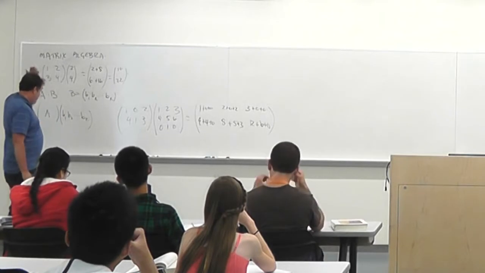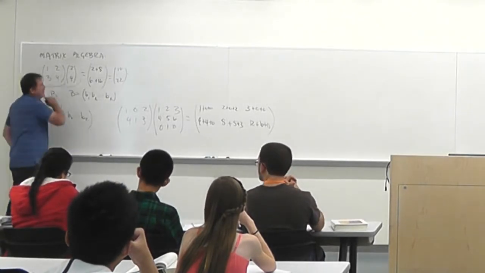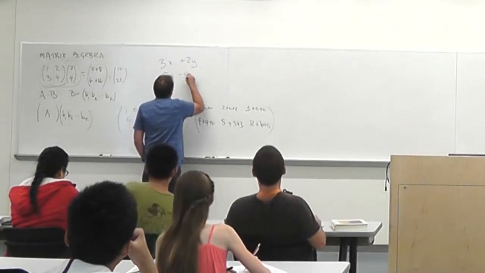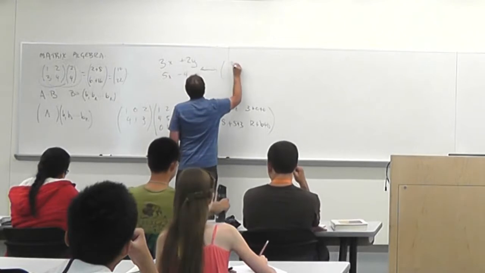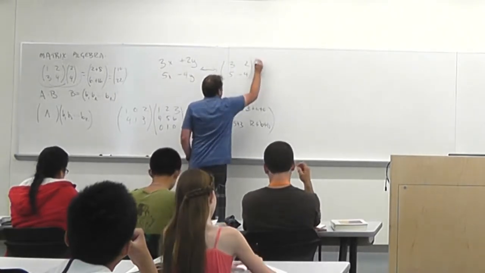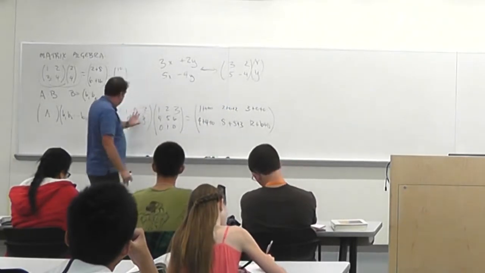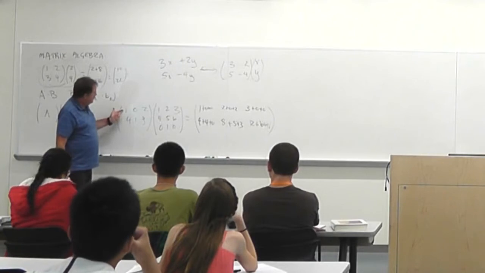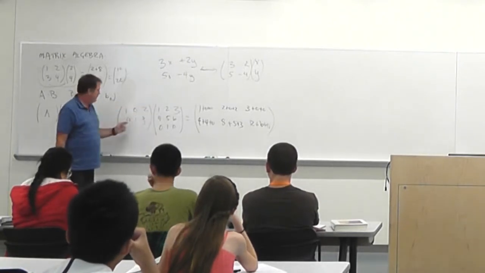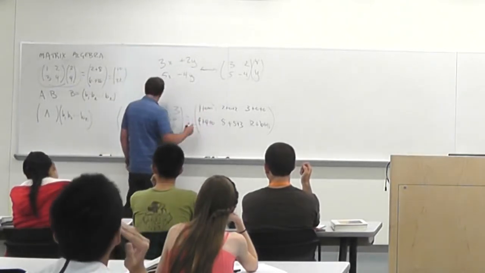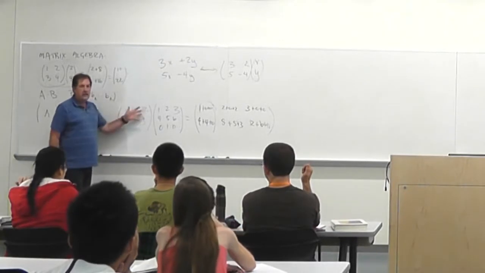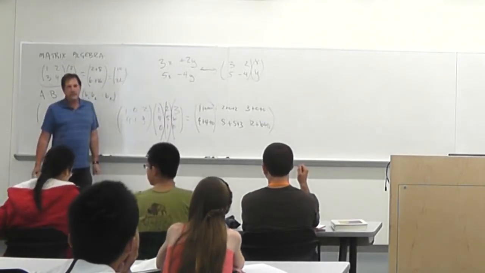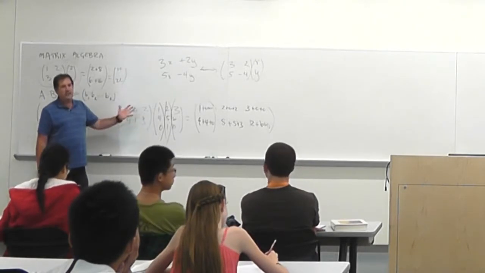So notice that if we think of this as generalizing 3x plus 2y and 5x minus 4y, that's the same thing as saying 3, 2, 5, negative 4 times x, y. Then here we're doing a similar thing. We're saying one of these, none of those, and two of those is whatever this is, and so on. We're just taking linear combinations of these three vectors, and I'm thinking of those three vectors as describing for me some kind of equations.